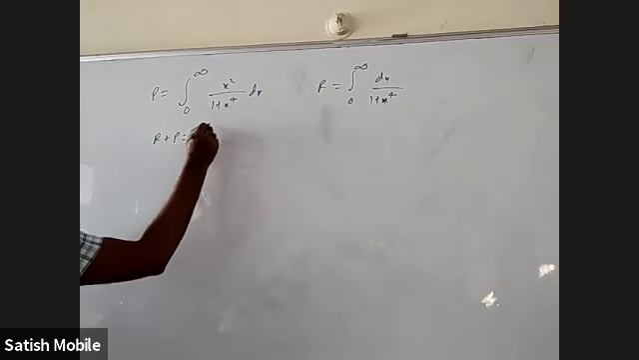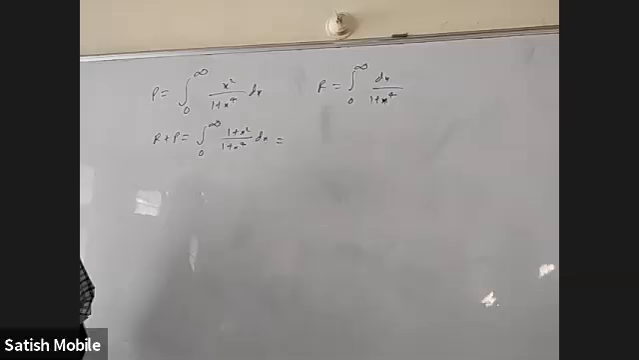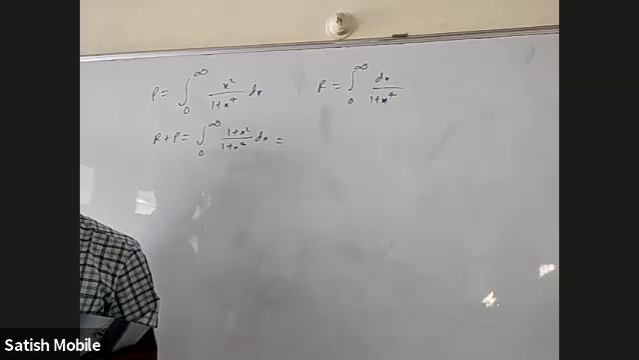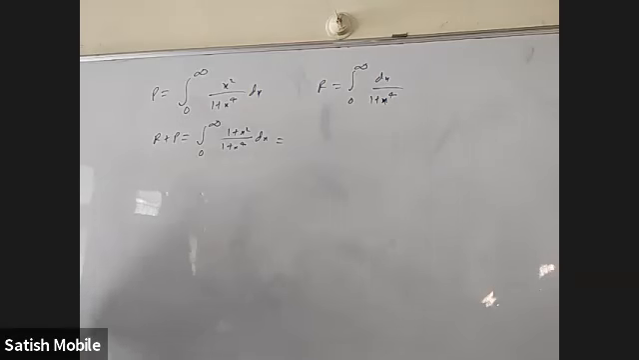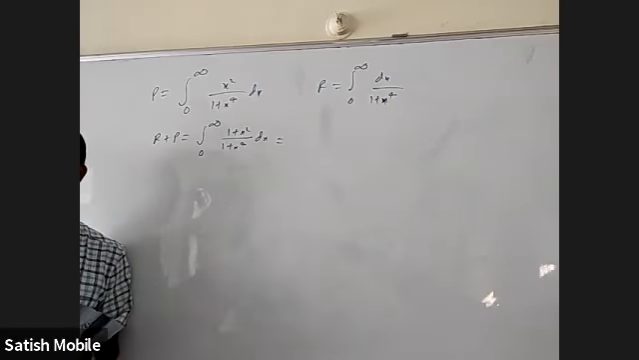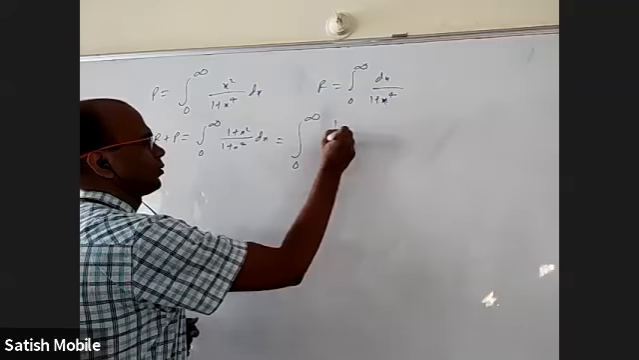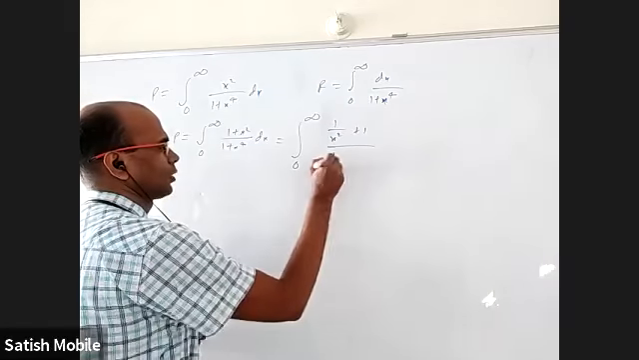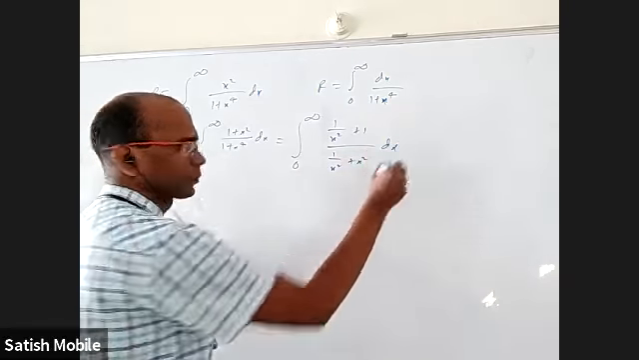What will come? Integral 0 to infinity of 1 plus x square by 1 plus x power 4 dx. What is the procedure? Anybody remembers how to do this integration? We have to divide with x square. Divide with x square. It will become 1 by x square plus 1, over 1 by x square plus x square, dx.